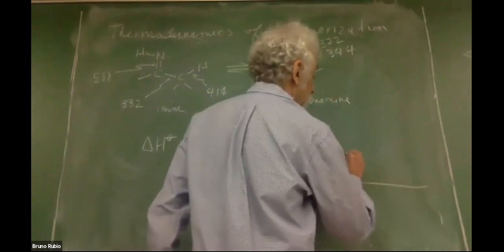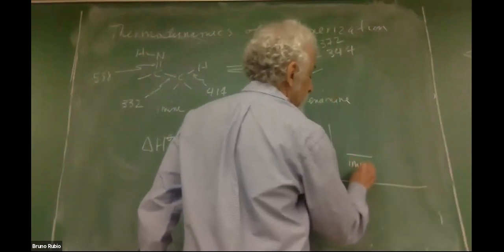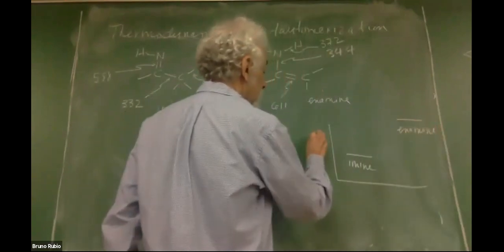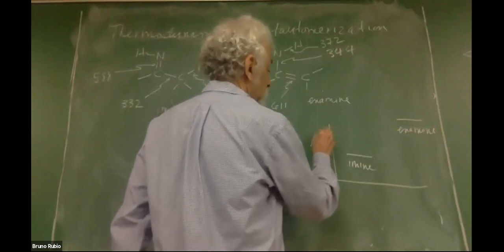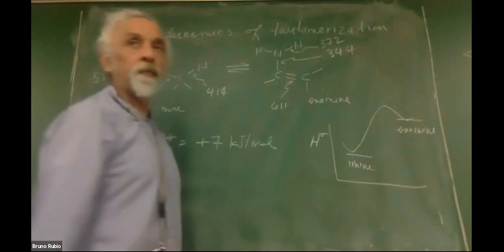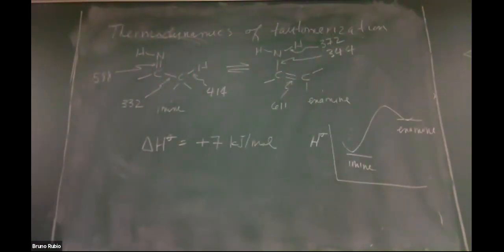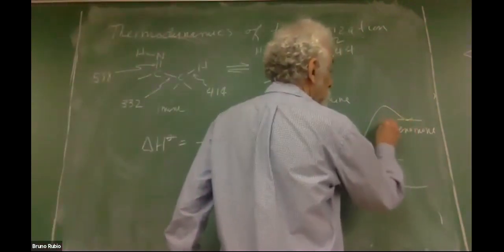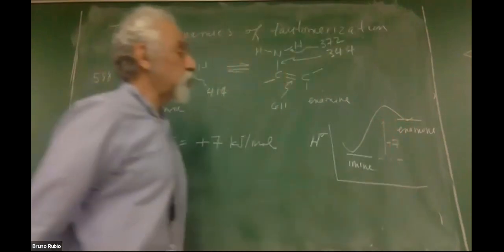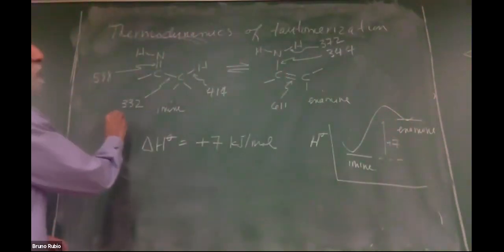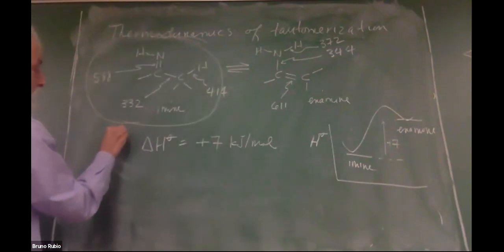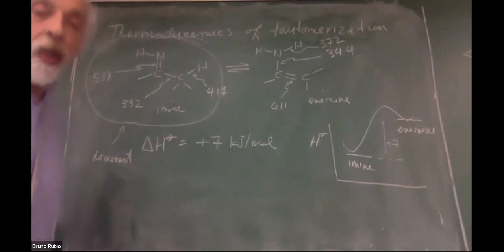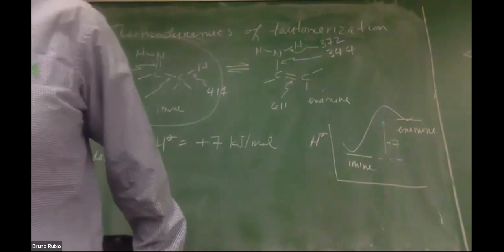Put that on an energy diagram. Here's the imine. Here's the enamine. Right, this is H, standard. Who's more stable? The imine is. The imine is lower by 7 kilojoules per mole. So in the equilibrium mixture, you're going to have more imine than you will have enamine. This one is dominant.